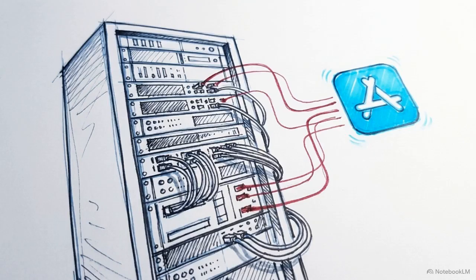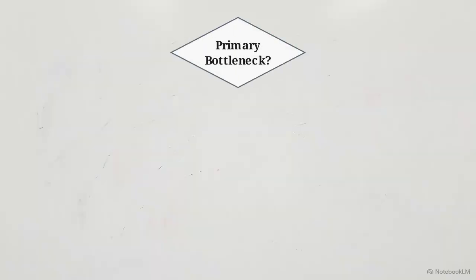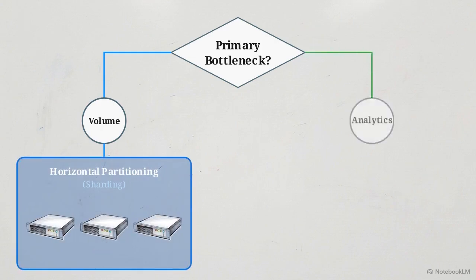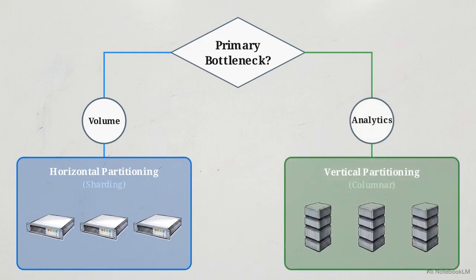Choosing an architecture is an exercise in mapping your database's physical storage layout directly to the application's single most frequent action. This flowchart maps the final decision path. You start by identifying your primary systemic bottleneck. If your bottleneck is massive user traffic, transactional volume, or IoT ingestion, you route definitively to horizontal partitioning or sharding. If your bottleneck is data warehousing and running complex financial reports across millions of rows, you route to vertical partitioning or columnar stores. Do not mix these up.